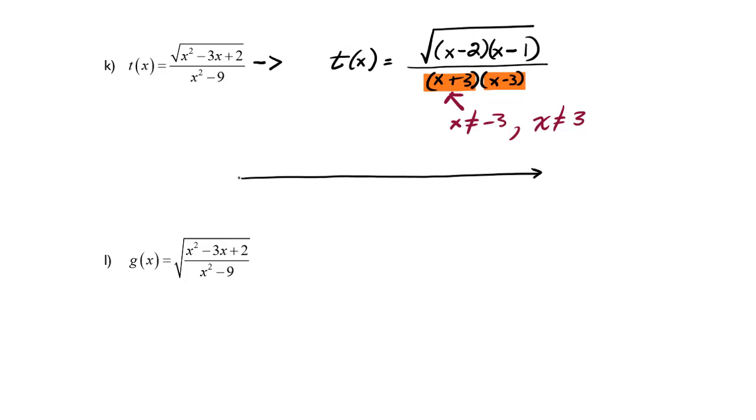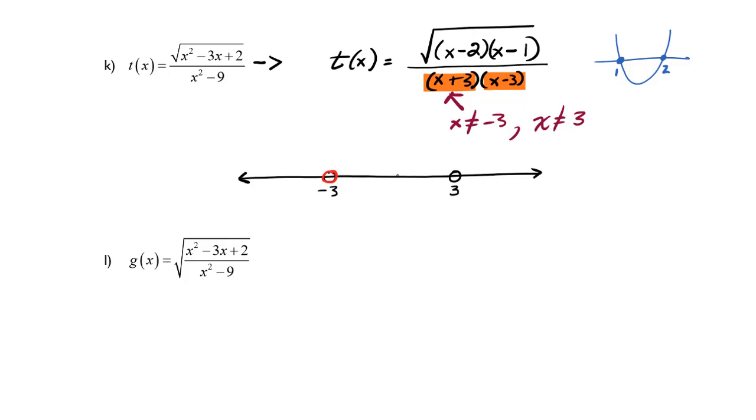So the first thing I'm going to do is put holes at negative 3 and at 3, because I know that that cannot happen. Those will be vertical asymptote values for t of x. Now I know my parabola is opening upwards, and I will have x-intercepts for my radicand at 2 and at 1. That means anything between 1 and 2 I can't include.